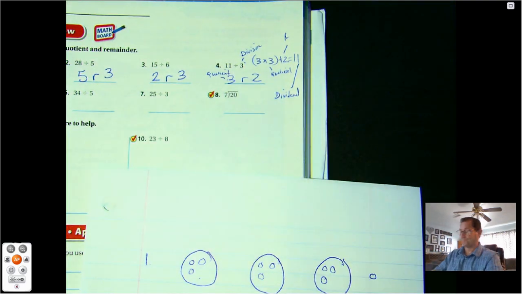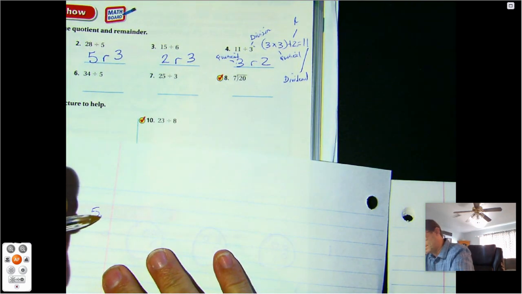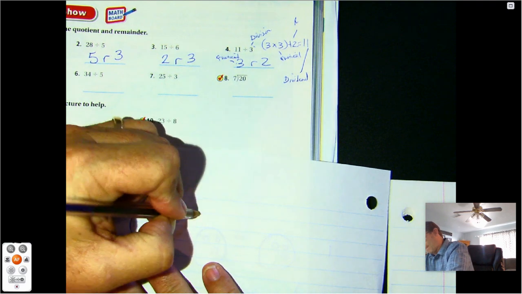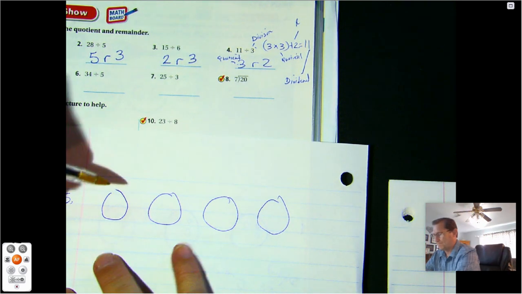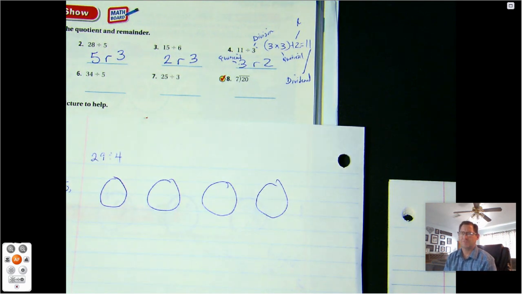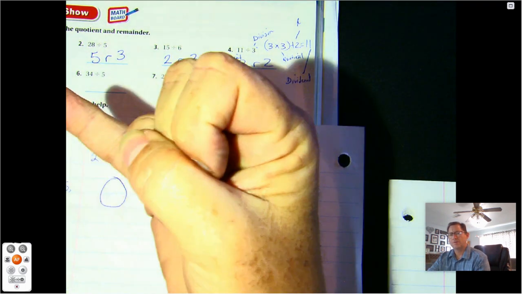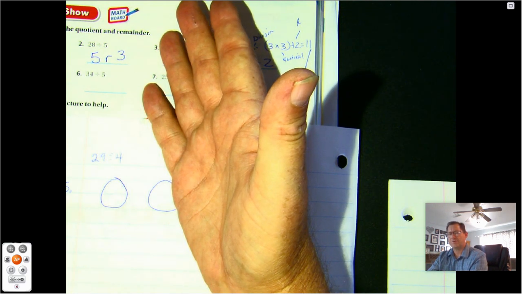All right, number 5. 29 divided by 4. Okay, well, you know what? Let's start doing. We can count by more than 1, right? Sure, we can. So think of how many 4s would get you close to 30. 4, 8, 12, 16, 20, 24, 28, 32. Okay, 32 is too big. Let's try 7 in each group.